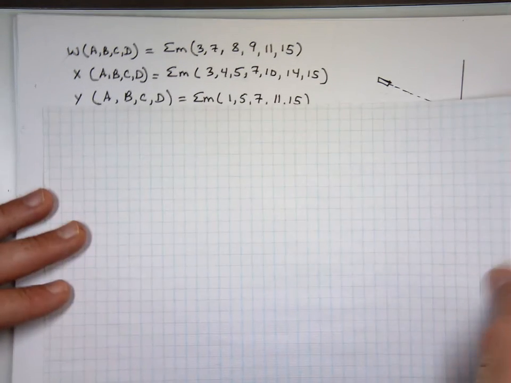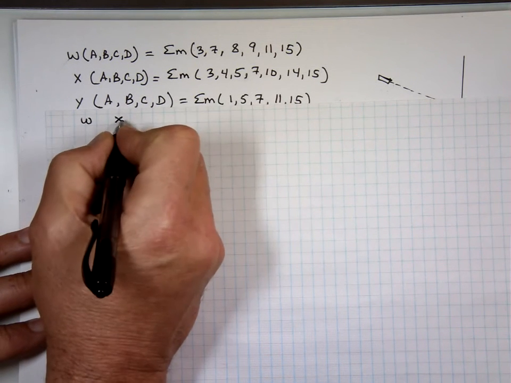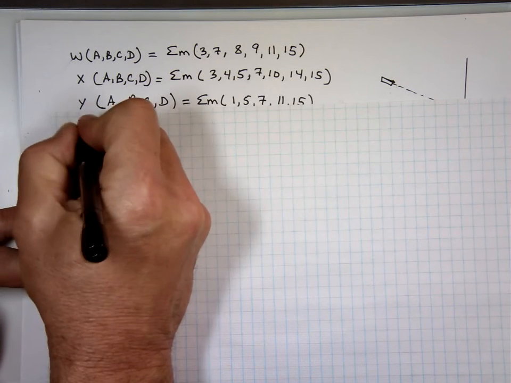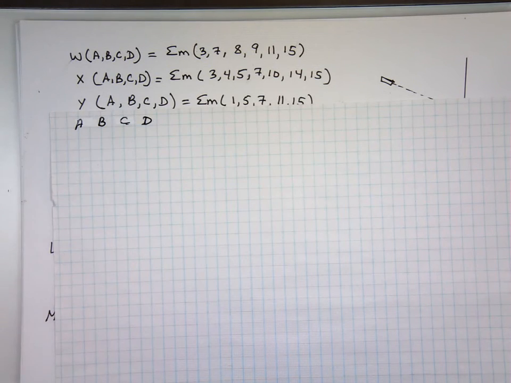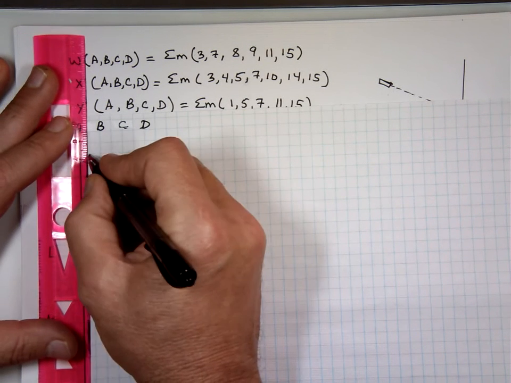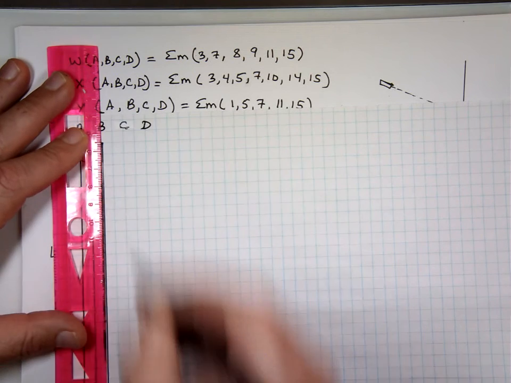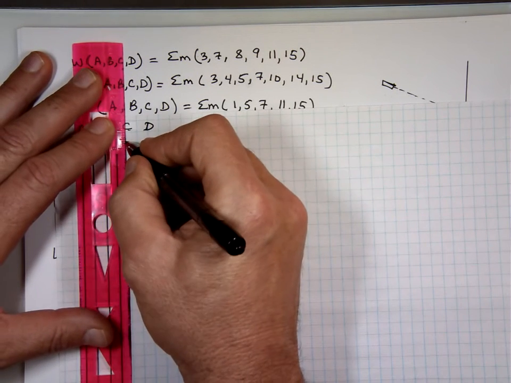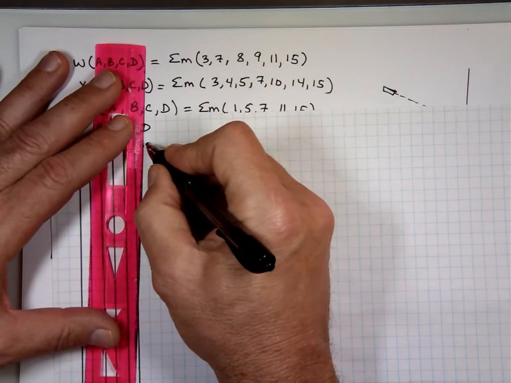Here we go. I'm using A, B, C, D for inputs. My output is W, X, Y, and Z. I have 4 outputs. That means I'm going to need the not for each one. This is the not, so I'm already putting the line for it. This is A, the not of A. This is B, the not of B. This is C, the not of C. This is D, and then the not of D.